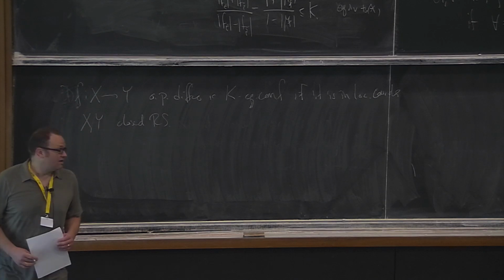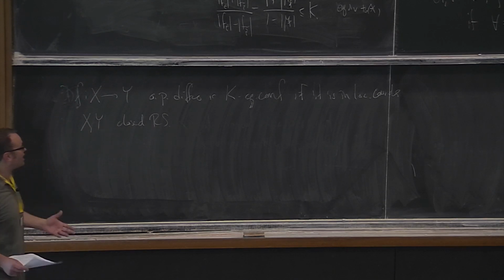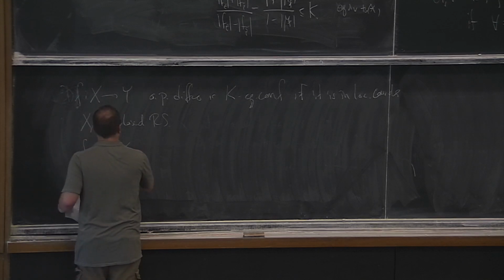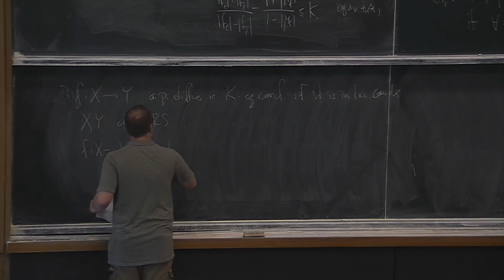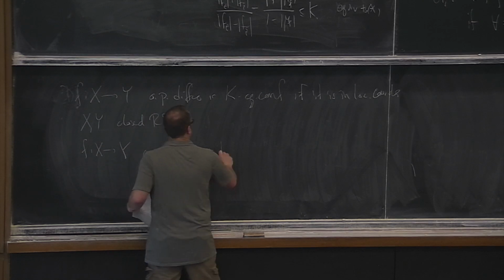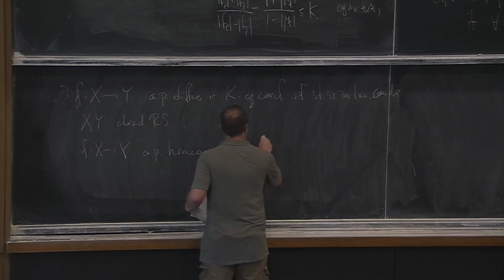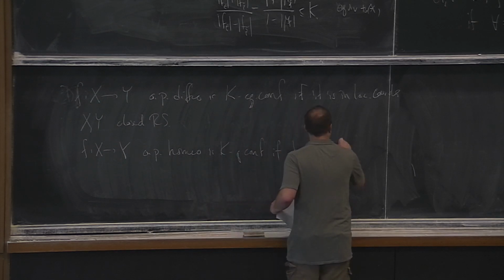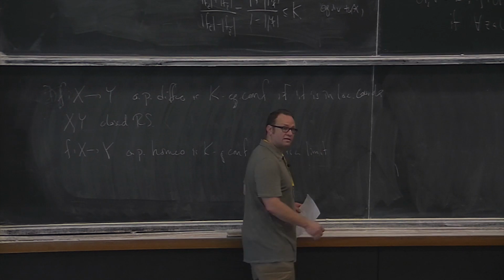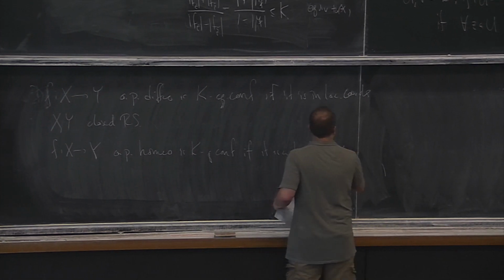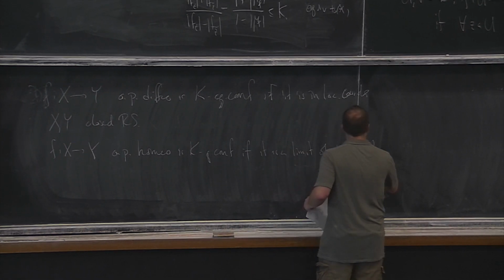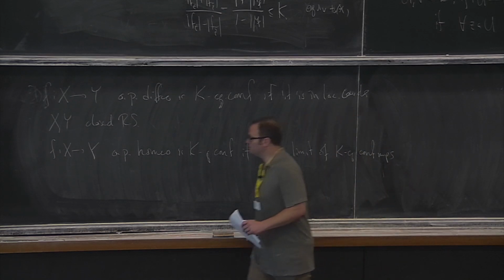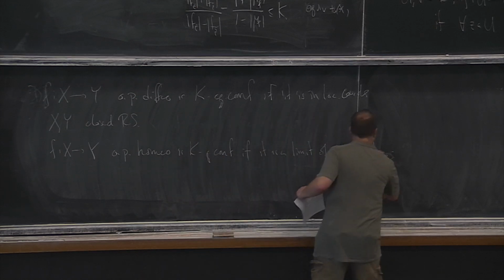And let's say that a map f from x to y, an orientation preserving homeomorphism, is k quasi-conformal if it is a limit, in the compact open topology, of k quasi-conformal maps. If you don't like this, that's okay, just of k quasi-conformal diffeos.